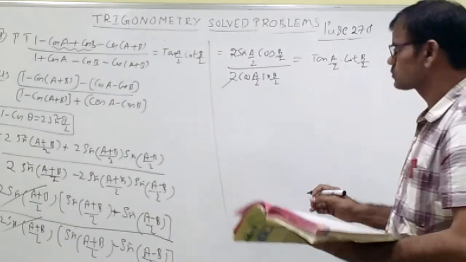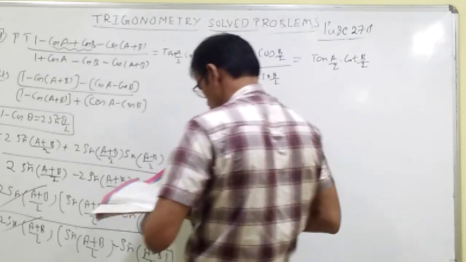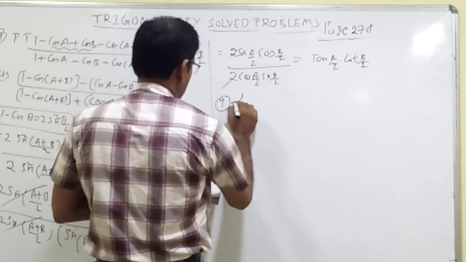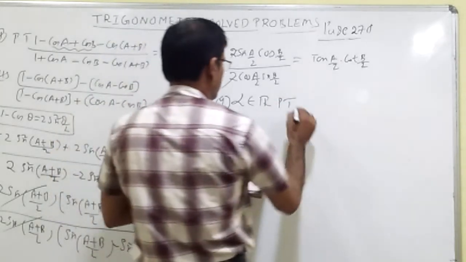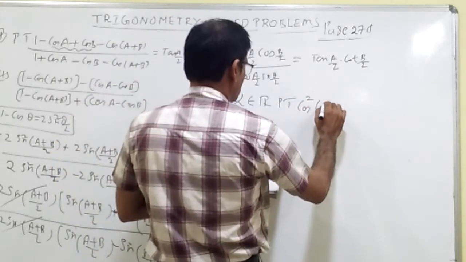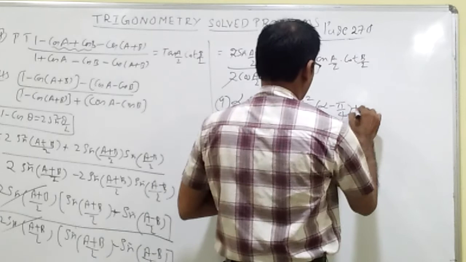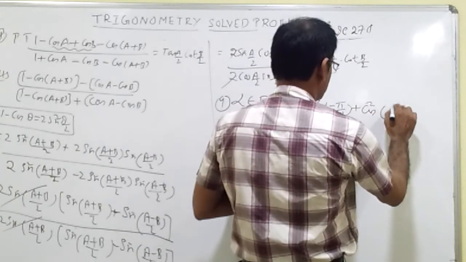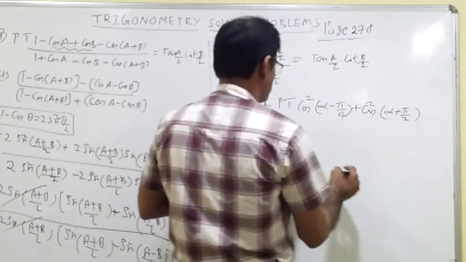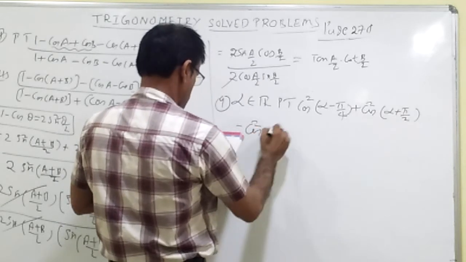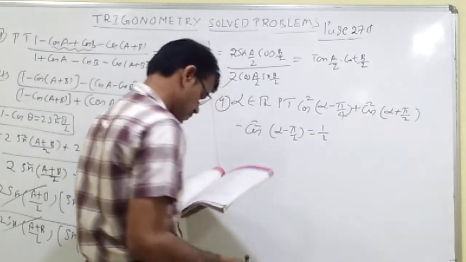Okay, let us go into discuss about the ninth question. For any alpha belongs to R, alpha belongs to real number, prove that cos square of (alpha minus pi by 4) into cos square of (alpha plus pi by 2) minus cos square of (alpha minus pi by 2) is equal to 1 by 2.